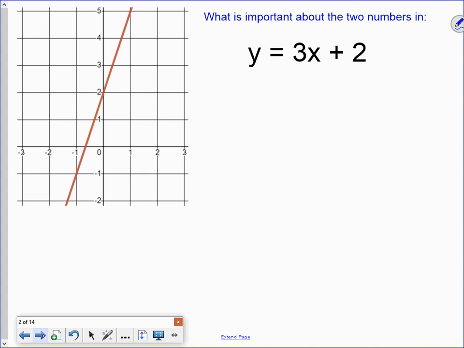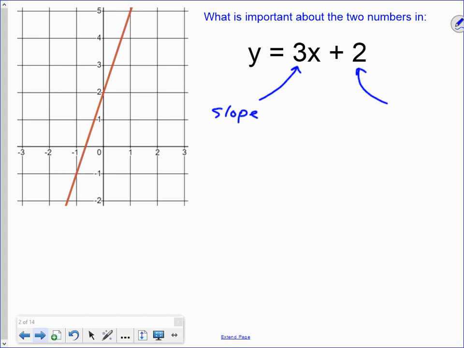So we've got a graph of a line, y equals 3x plus 2, and we've got two numbers in this equation here, the 3 and the 2. And the question that I've got up there is, what is important about these two numbers? What do these numbers tell you about the line? Well, the 3 is the slope of the line, okay?